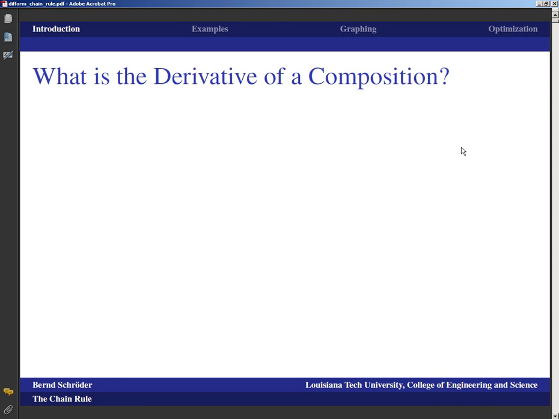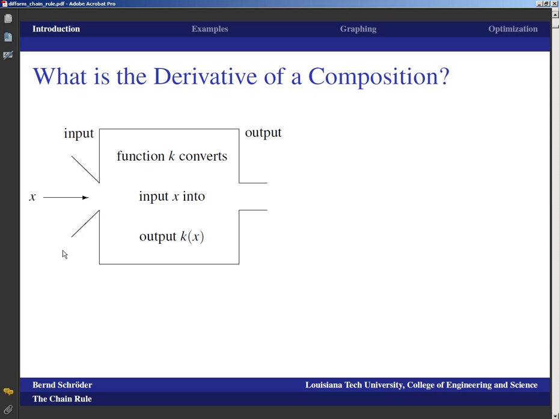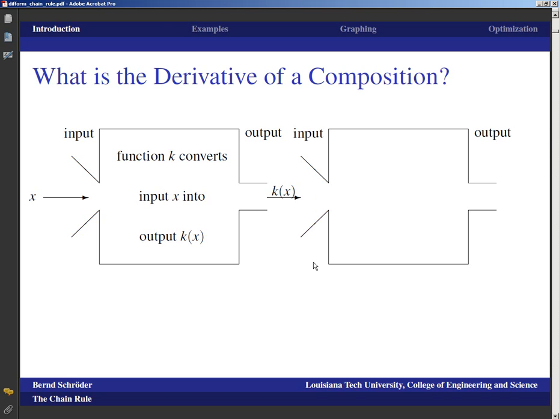The question that the chain rule answers is what the derivative of a composition is. Now let's remind ourselves first of all what a composition does. Basically, functions can be envisioned as black boxes that take input and produce output. And so if x goes into the function k, then the function k converts that into the output k of x goes out. And the composition then is basically that output goes into another function as input, and that function will produce an output.